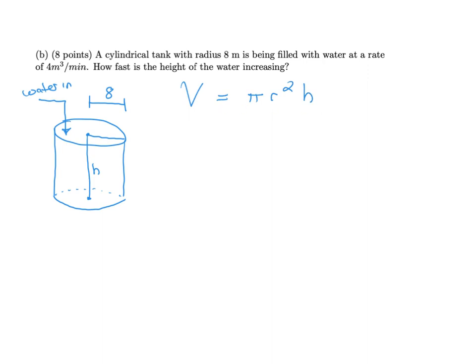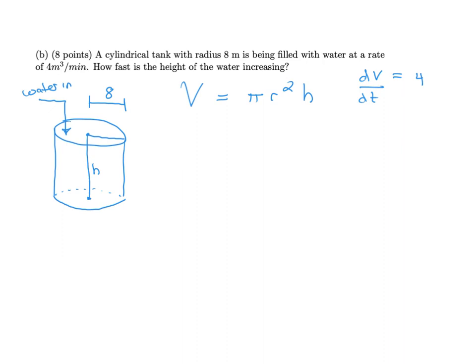And this formula is saying you take the area of this circle and you multiply by the height, and therefore you get the volume. Now the height is the height of the water. So it could be here, it could be here. What I really care about is how fast is h increasing. In terms of our given information, we know that dV/dt is equal to positive 4 cubic meters per minute. Positive because the volume is increasing and the number associated with it is 4.